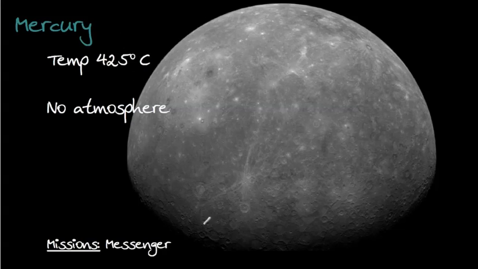Keep in mind there's also a dark side to it, so that'll be considerably colder. But on the hot side, it's around 425 degrees Celsius, so probably too hot to have life as we know it. It certainly couldn't have water, and that's because it's more than 100 degrees.